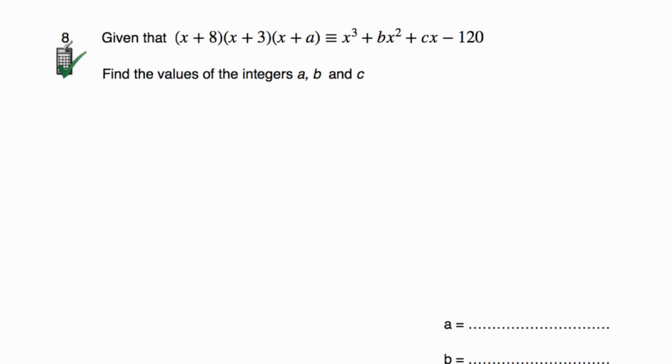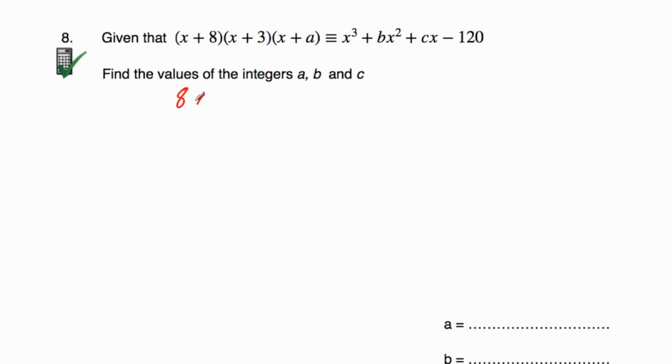Okay, let's have a look at question number 8. So question number 8 says, given that x plus 8, x plus 3, and x plus a is equivalent to x cubed plus bx squared plus cx minus 120, find the values of a, b, and c. So in this question, what we can do is we can find the a quite quickly and easily. Using what we've just looked at in questions 5, 6, and 7, we know that 8 times 3 times a would have to be equal to minus 120.